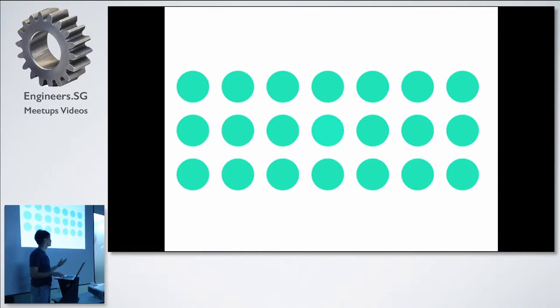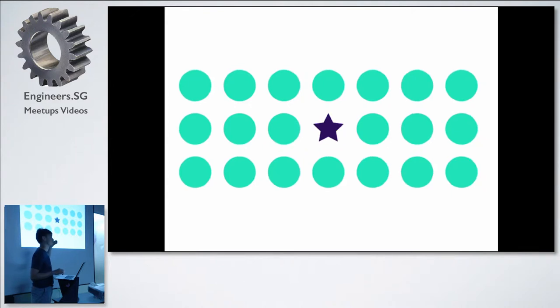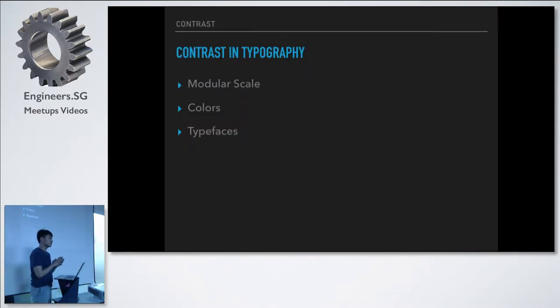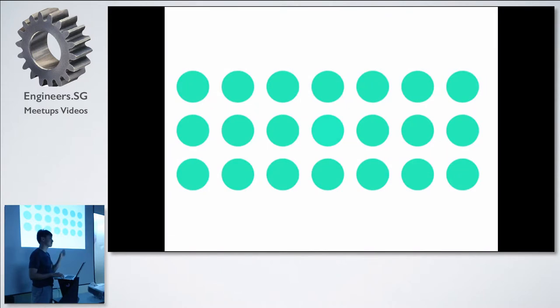And you can use multiple methods to add contrast. Like this, we change the color. If you change the shape as well, it's even more contrasting. You can see the star much faster than you see the circle. The first way is the best way to control designers. Definitely. You can control designers with typeface cloning as well.